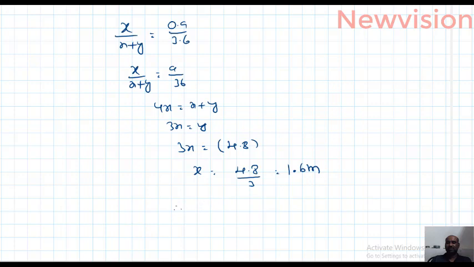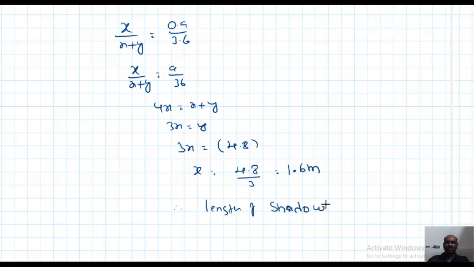Therefore, the length of the shadow of the girl. Okay students, length of the shadow of the girl equal to 1.6 meters. Okay, completed.